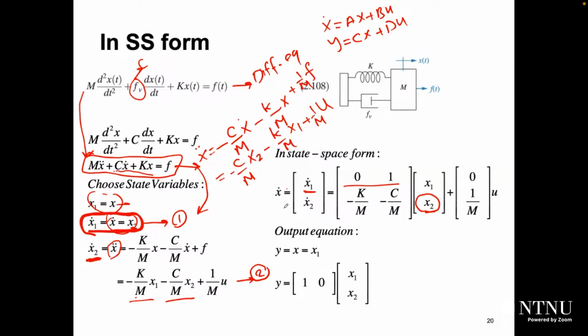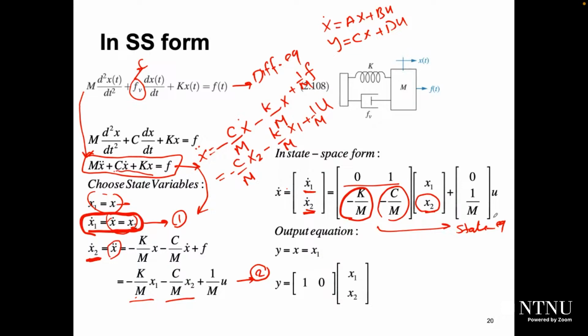We will go to the second equation, x2 dot equal the coefficient of x1, which is minus k divided by m, minus c divided by m multiplied by x2, plus 1 divided by m u. So this one will be my state equation. This is very important. This state equation is the fingerprint of your system.